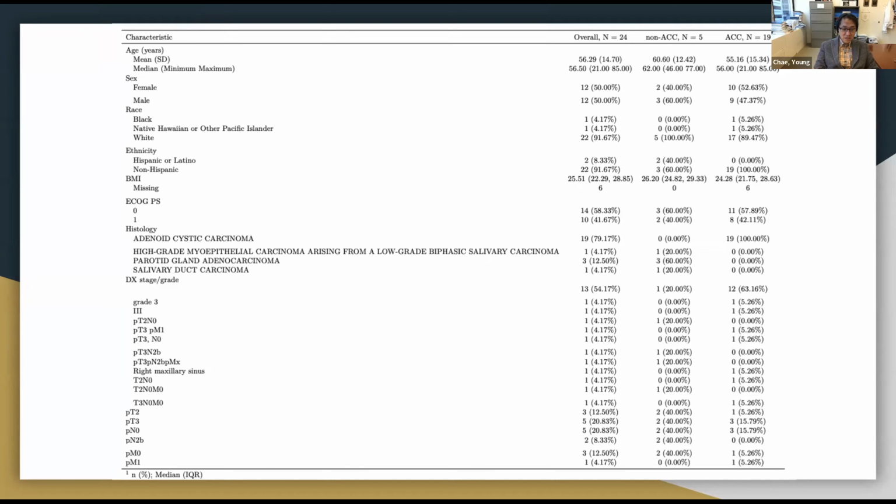But I think just doing staging by stage 1, 2, 3, 4 should be good enough. I guess most of them are metastatic, but some are just locally advanced. So stage 1, 2, 3, 4. If some are not, like one says right maxillary sinus and we don't know the stage, then you have to go back to the chart and figure out what the staging was for this patient.